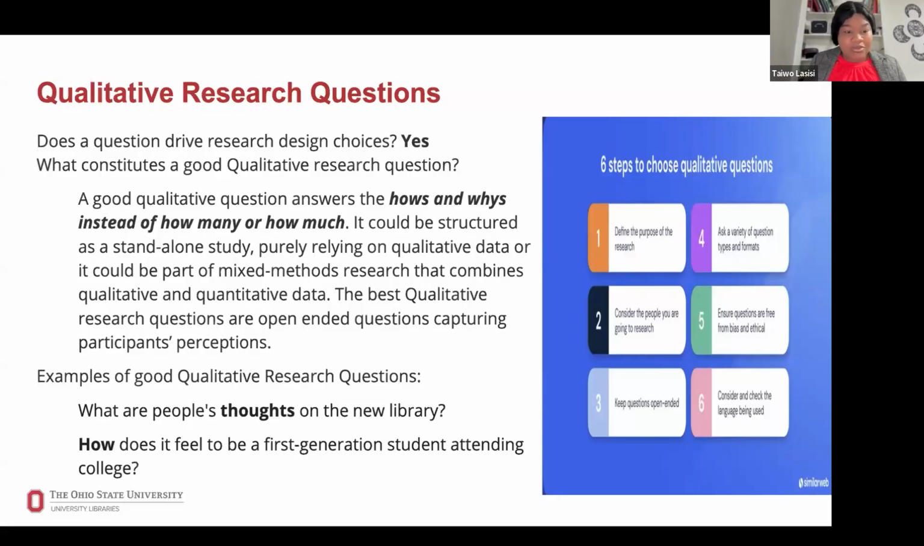Another example is, how does it feel to be a first generation student attending college? You see the keywords: how, feel, thoughts. So when you think about your research question in qualitative research, you have to explore the opinions of people rather than just seeking numbers.